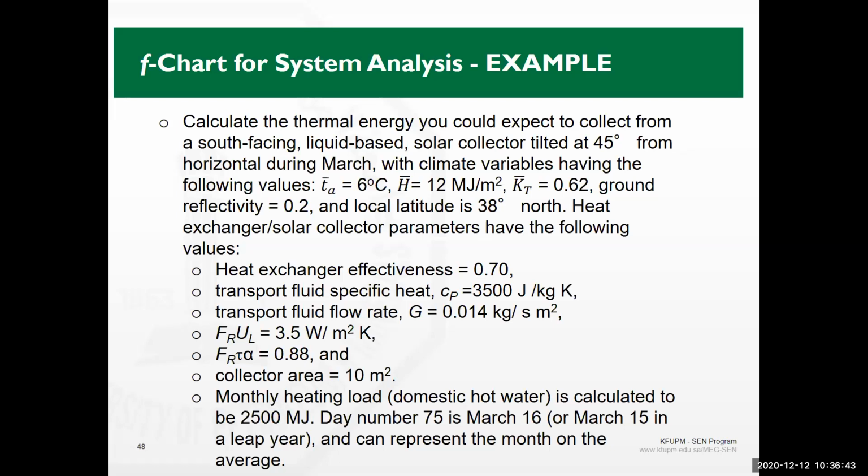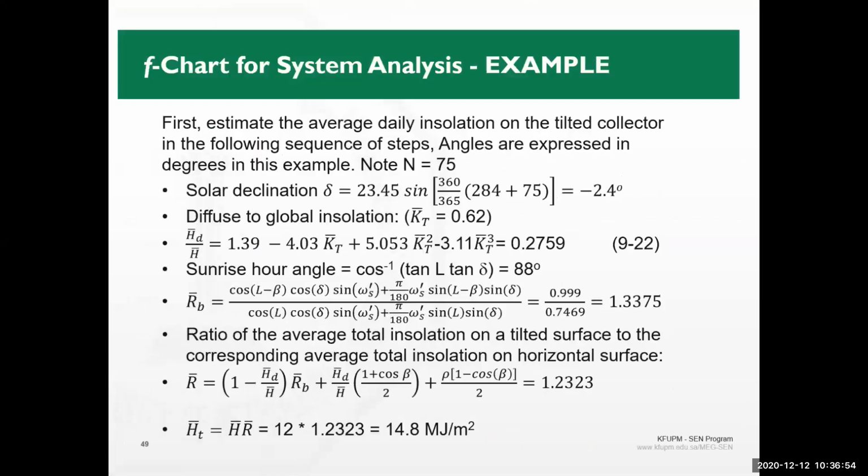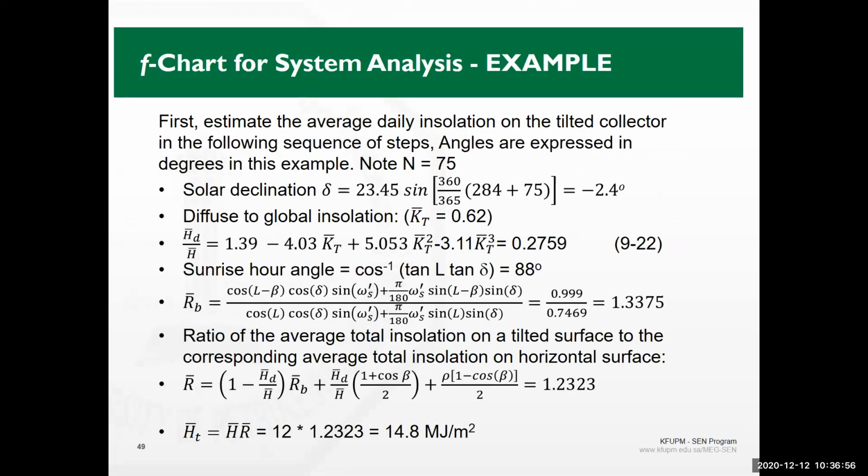A leap year is the year where February has 29 days, and then we can represent the month on the average. We are talking about March in general, so the analysis here is being done over a month. The first part of the calculations is to estimate the average daily insolation on the tilted solar collector, meaning how much energy is falling onto the collector. This is what we have been doing basically in chapter 9 of the book, which talks about the angles and how to deal with them.